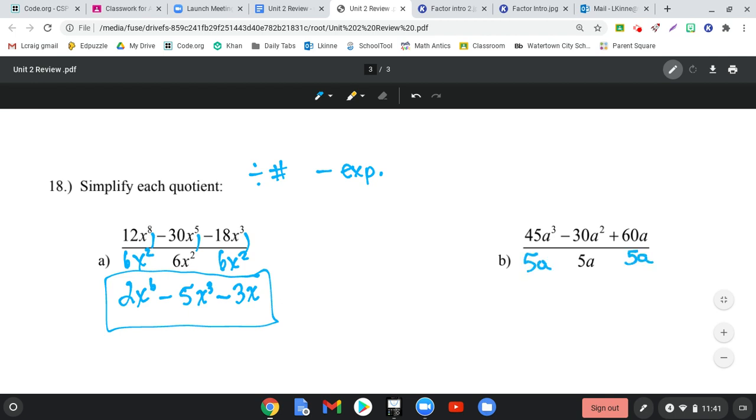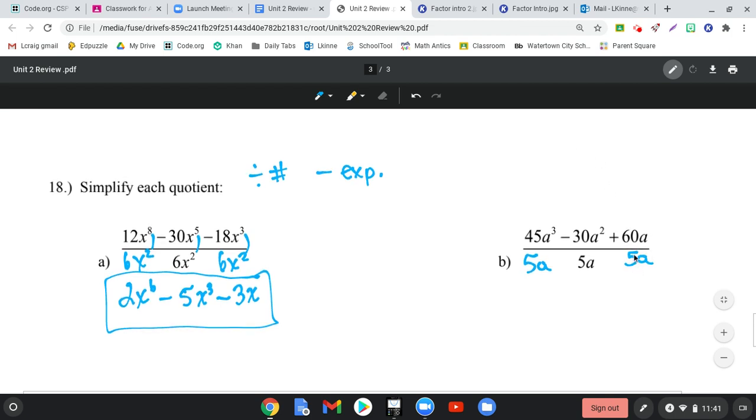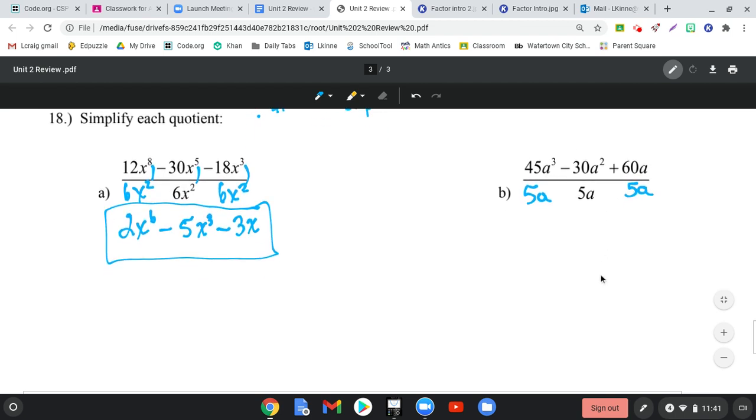I'm going to write it underneath each one. No, you don't have to, but I'm going to cross out some things. It just makes it a little easier. So 45 divided by 5 is 9. You have 3 minus 1 would be a squared. Negative 30 divided by 5 is negative 6. 2 minus 1 is just a to the first, or a. And then 60 divided by 5 is positive 12. And a to the first minus a to the first, that's gone. So it's just positive 12.